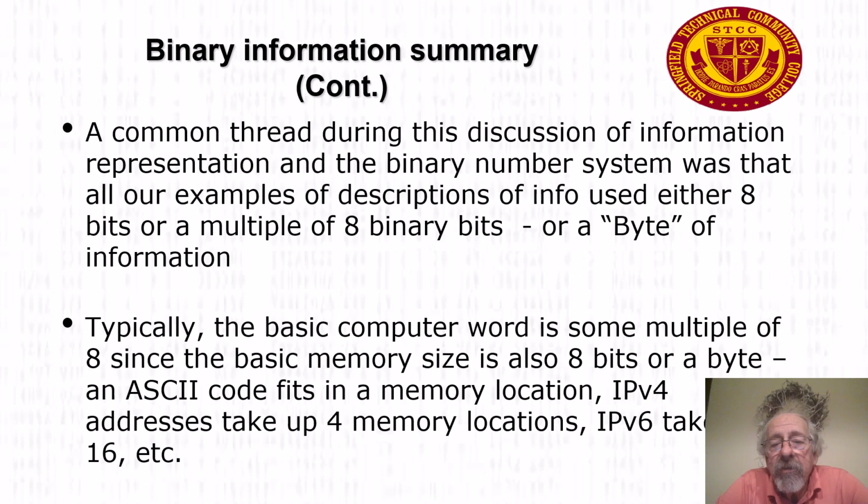A common thread during this discussion of information representation and the binary number system was that all our examples of descriptions of info used either 8 bits or a multiple of 8 binary bits, or a byte of information. Typically, the basic computer word is some multiple of 8, since the basic memory size is also 8 bits, or a byte. An ASCII code fits in a memory location. IP version 4 addresses take up 4 memory locations. IP version 6 addresses take up 16, for instance.